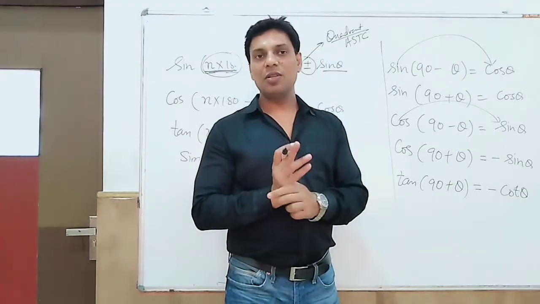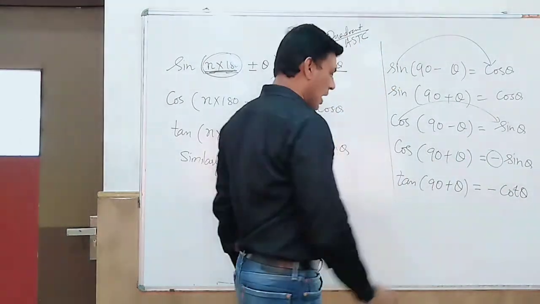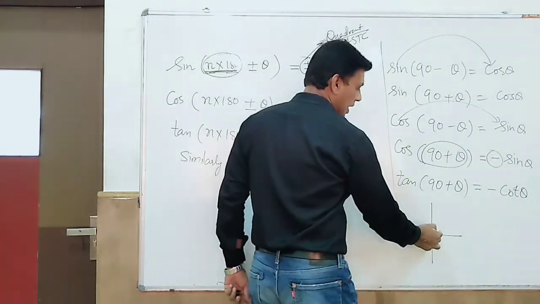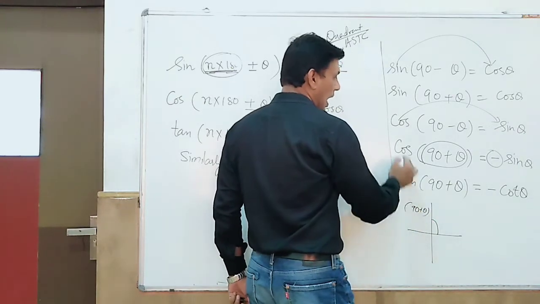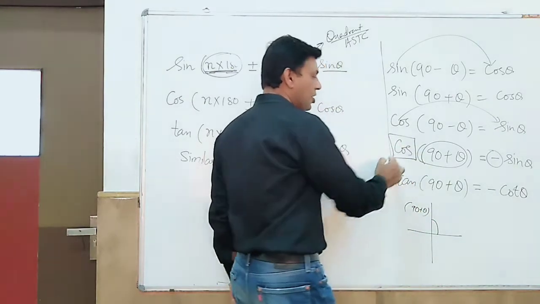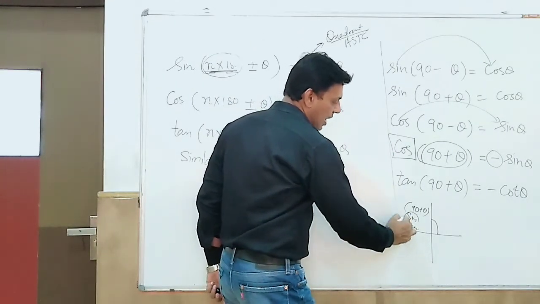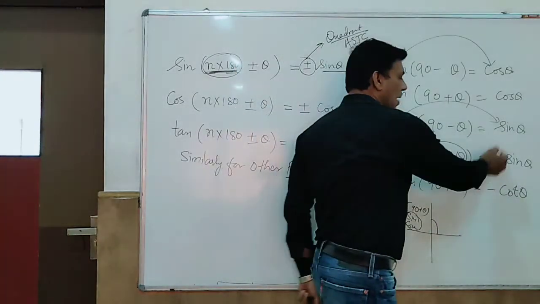You have to be focused on this, why I have taken minus. So I am showing you one thing. Cos 90 plus theta. 90 plus theta means you are in the second quadrant, and you are having trigonometric ratio cos. But in this quadrant only sine and cosec are positive. So the rest of the ratios are negative. This is why I have put the negative sign.